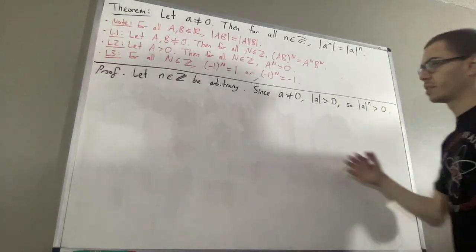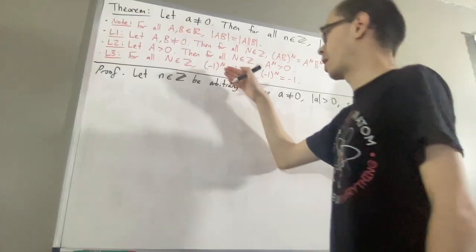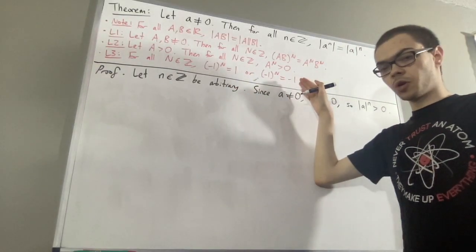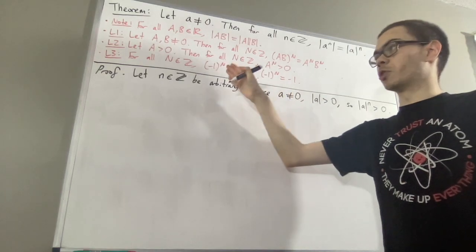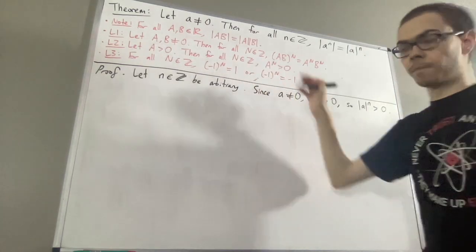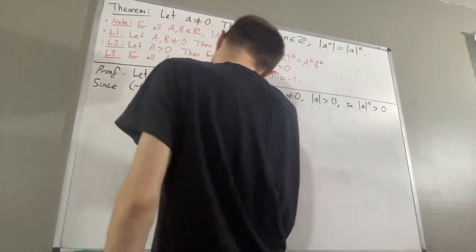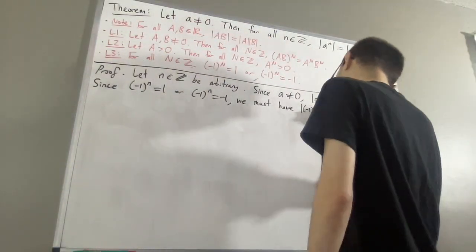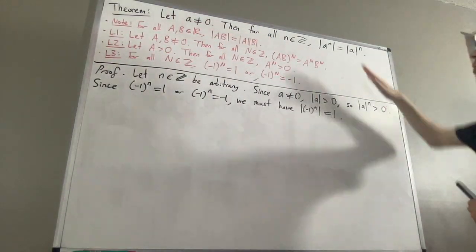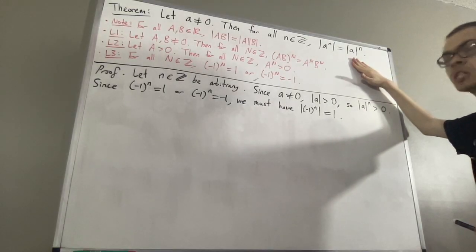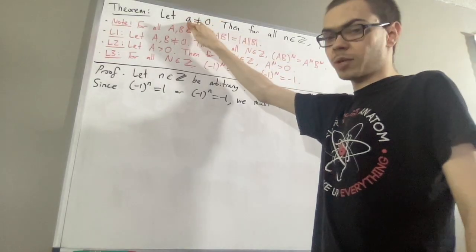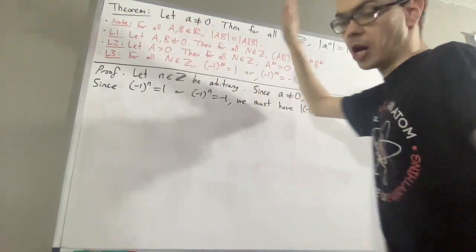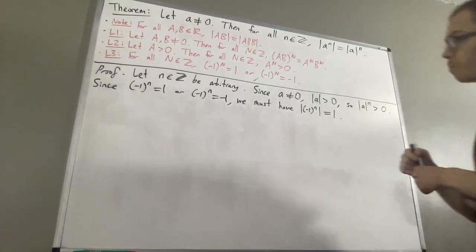Now, another thing is, by lemma 3, we know that negative 1 to the power of n is equal to 1 or negative 1. But no matter which one it's equal to, the absolute value of negative 1 to the power of n is equal to 1. Now, let's show that this equality is true. To show that, we're going to split this up into two cases. Either a is greater than 0 or a is less than 0. And in either case, we're going to show that this equality is true.